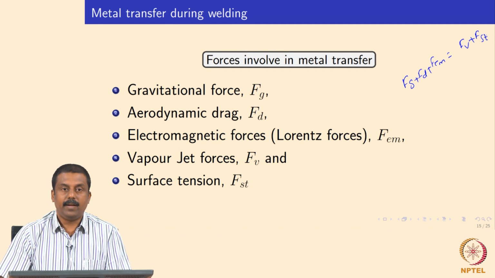Of course, if you have a very high amount of vapor jet force, that will also determine the shape of the droplet that is detached from the electrode tip. For example, if you have a very low current and your droplet is growing in size, in diameter, then the vapor jet force can also change the shape of the droplet into globular, into repelled globular, because of the vapor jet coming from the workpiece.